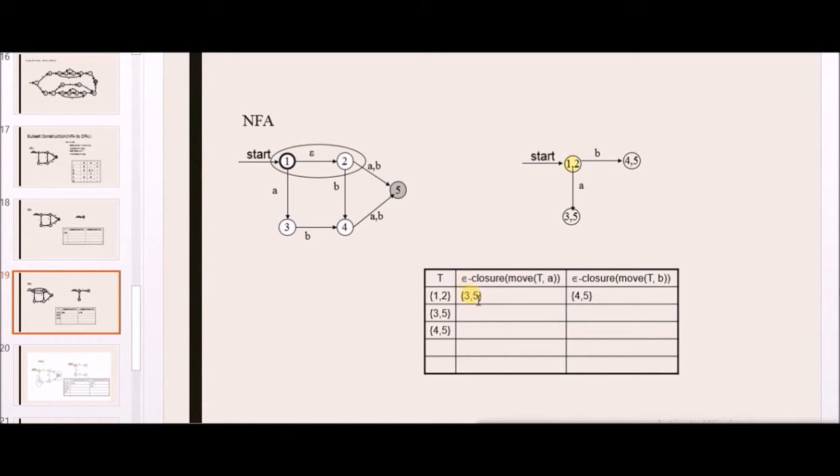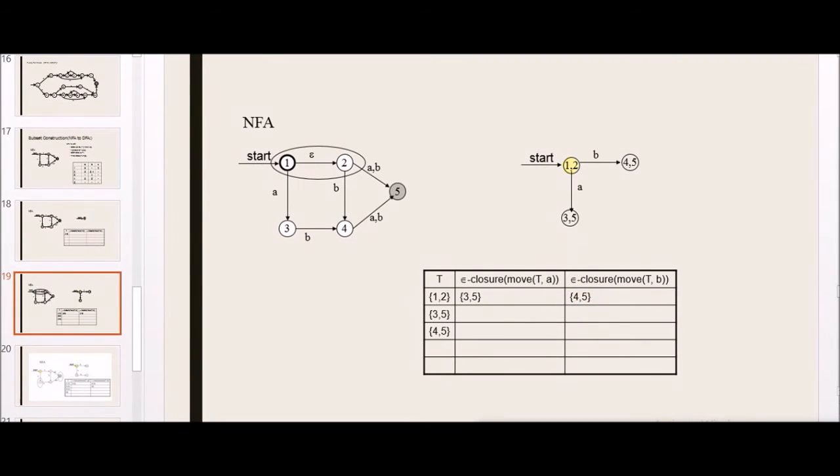So this is a new state we will find, whose name is 3, 5. Now for alphabet B, from 1 we will not go anywhere, but from 2 we are able to go to state 4 and state 5 if we find alphabet B. So we find another new state, which is 4, 5.